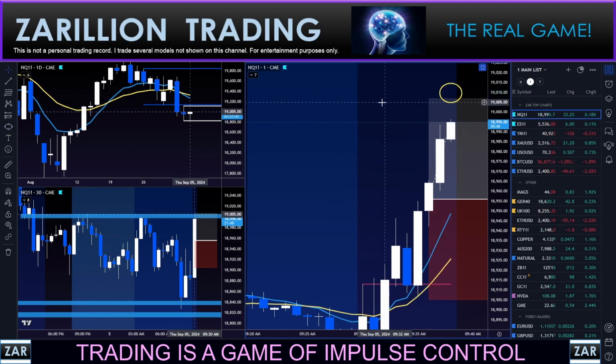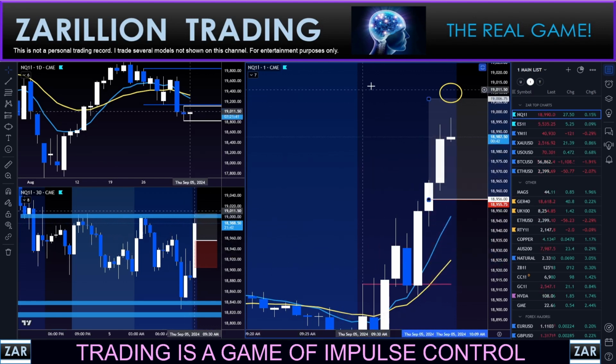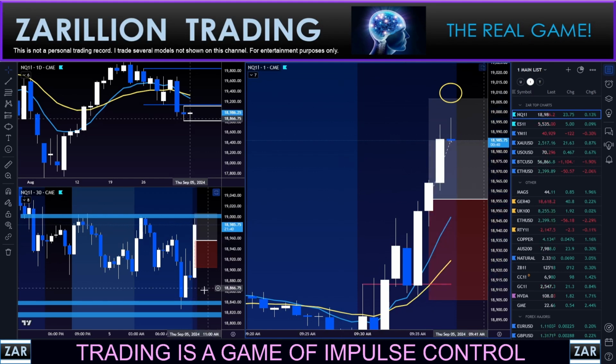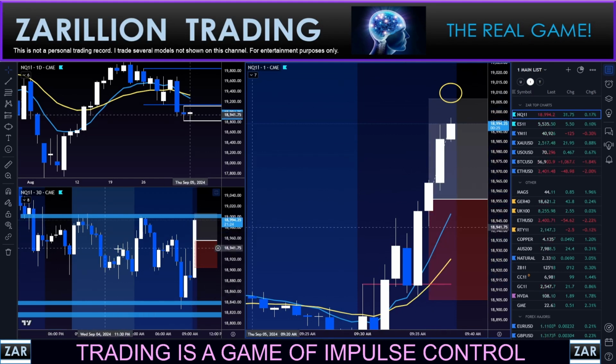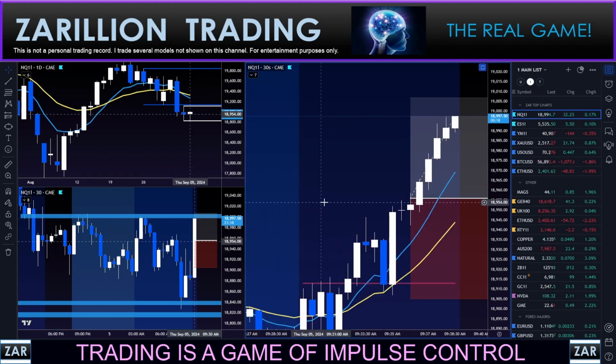Looking for one more push here into the promised land. My stop now, guys, break even. Stop is to break even right there, just to lock this thing in. Dropping back to the 30-second chart to show you a little bit more detail here.